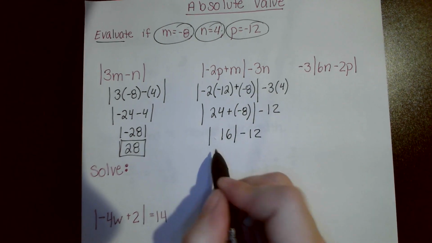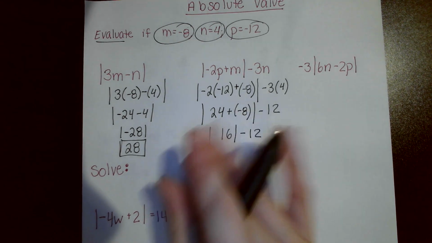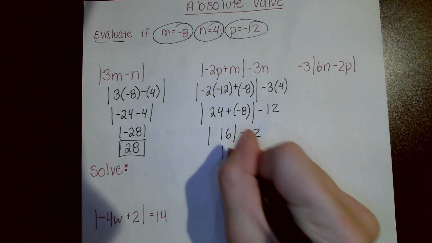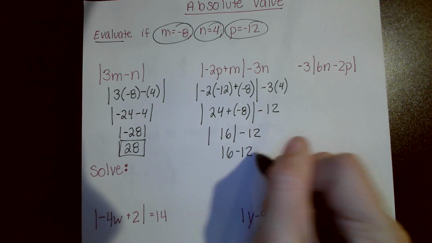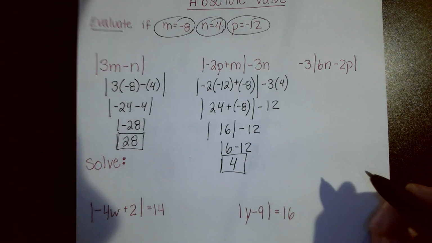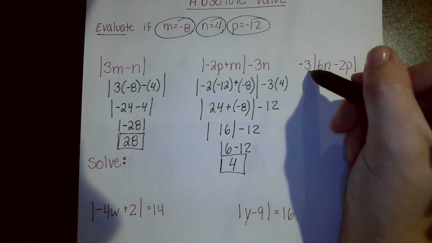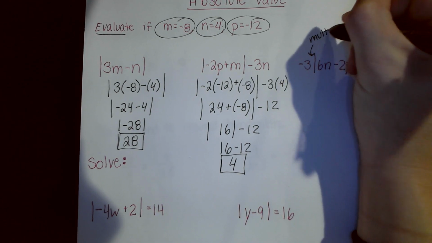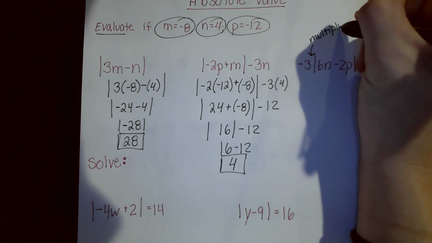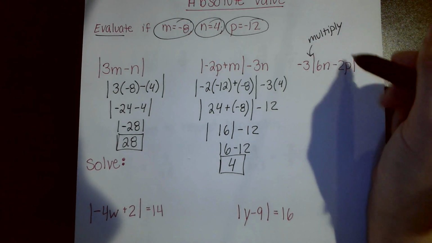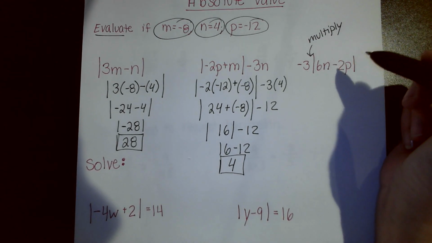minus 12. Now, it's absolute value of a positive. That does not turn it negative. It just keeps it positive. So it's 16 minus 12, which is 4. And the last one, now we have -3 on the outside. This is telling us that we are multiplying, just like if that was parentheses. However, we're not going to distribute. We're going to solve what's inside the absolute value first.